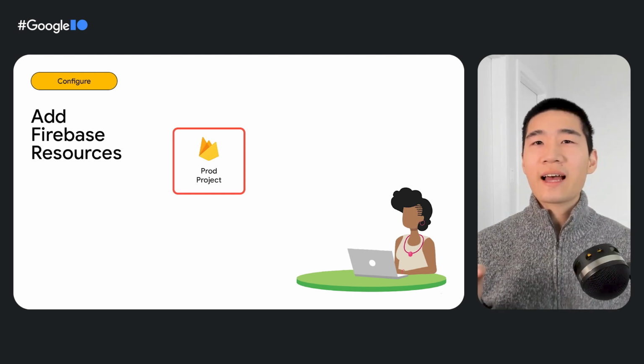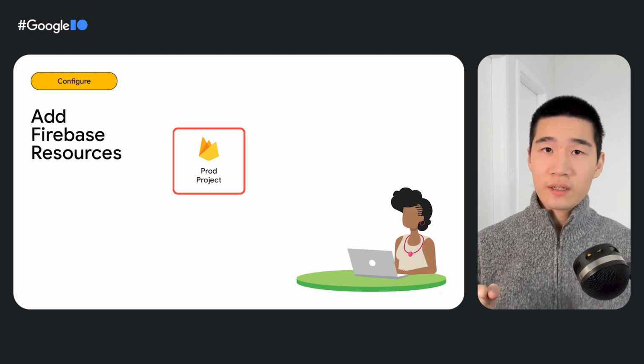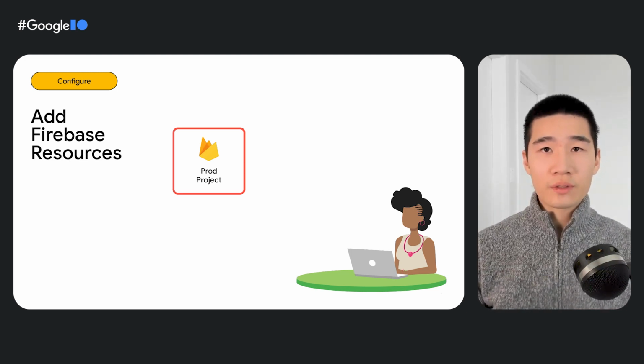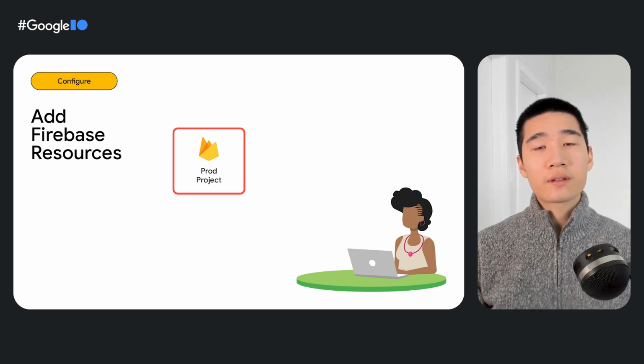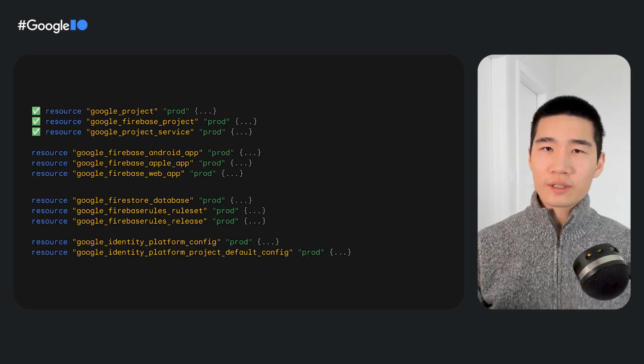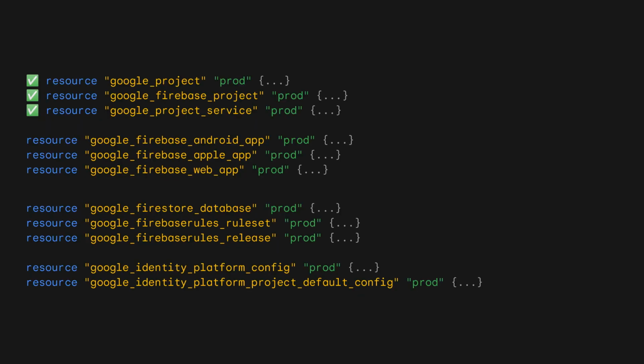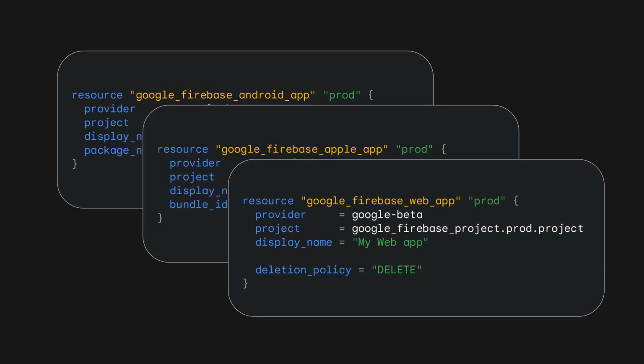Next, let's look at how Sally can add Firebase resources, such as the platform variants of her app and the Firebase products that she plans to use, authentication and Firestore. Sally's project resources can be described as a collection of resource blocks. Terraform creates those resources if they don't exist and updates them if the configuration changes. Let's look at each one. To add each platform variant of her app, Sally makes three resource blocks for Android, Apple, and web.